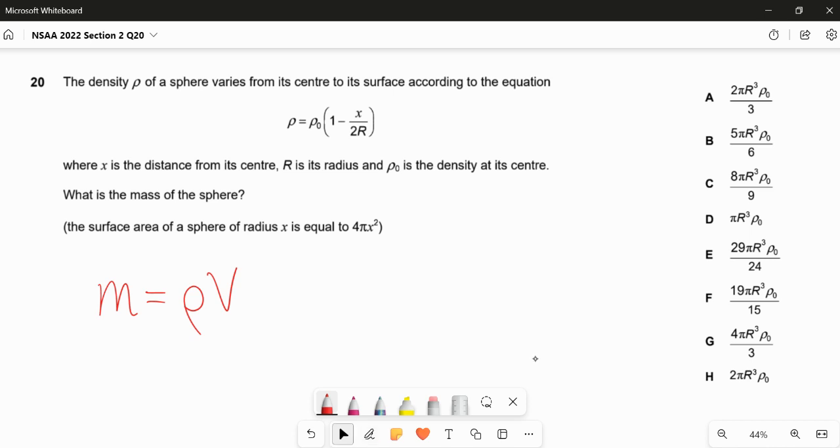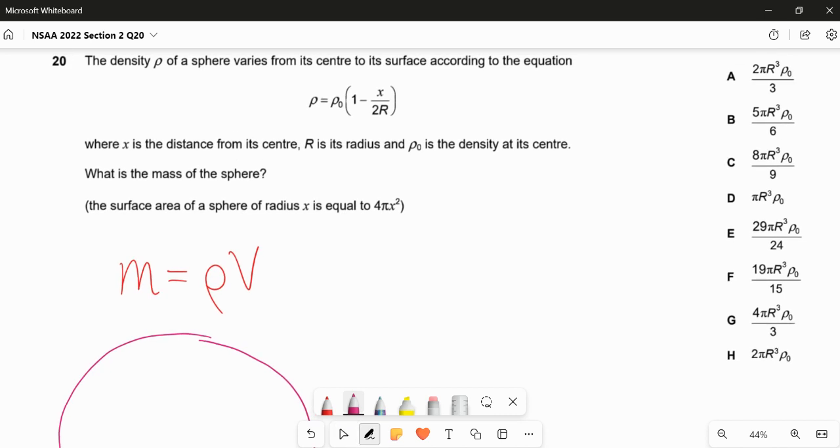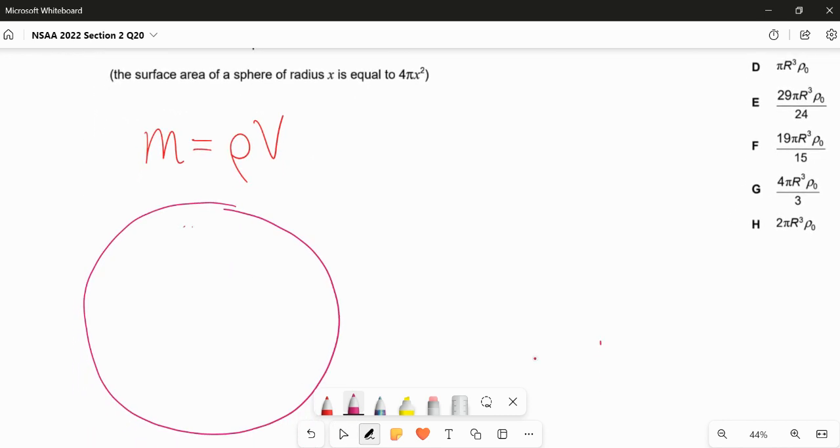So what do we mean by that? If I draw a sphere of radius r, and then I look at all the points that share the same density. So looking here, any point at the same distance x from the center will have the same density. So if we draw a very thin shell at a distance x from the center, and it's got a thickness of dx. So what we mean here is that all these points share the same density.